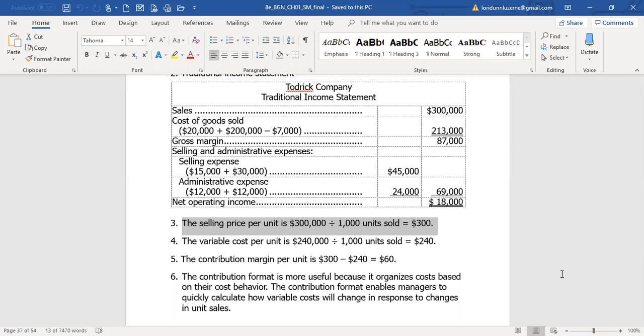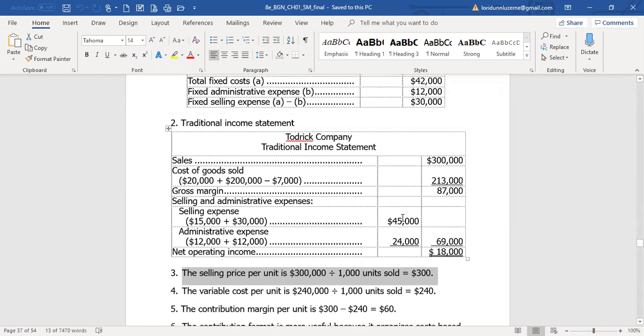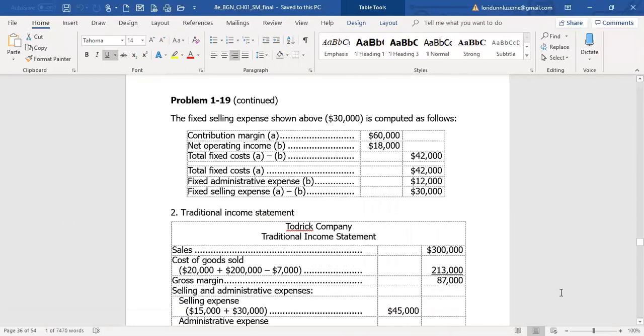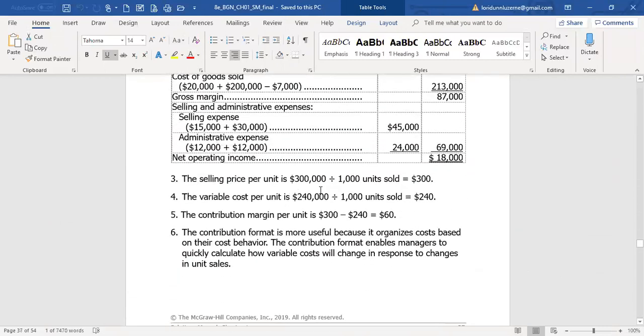Part 4, it says calculate the variable cost per unit. Now remember, we need to use the total variable cost. So I'm going to shift back up here, and the total variable costs, 240,000. So when you sell 1,000 units, your variable cost is 240,000. So if you divide those 1,000 units into the 240,000, it's going to tell you how much each unit's variable cost is, and that's 240.